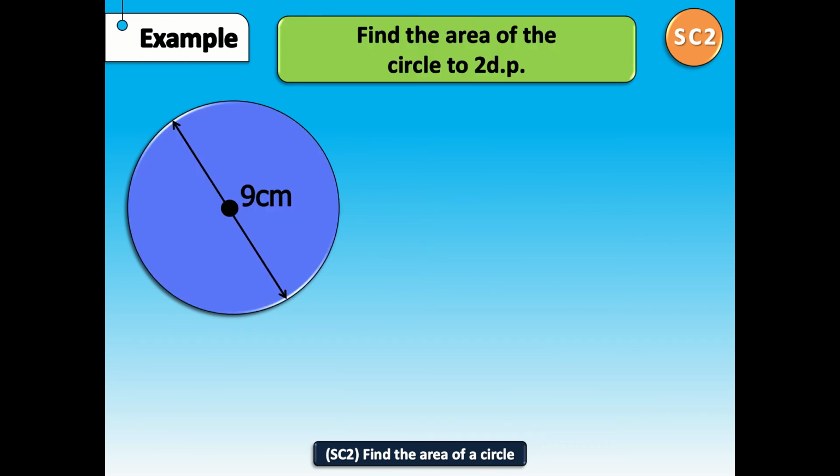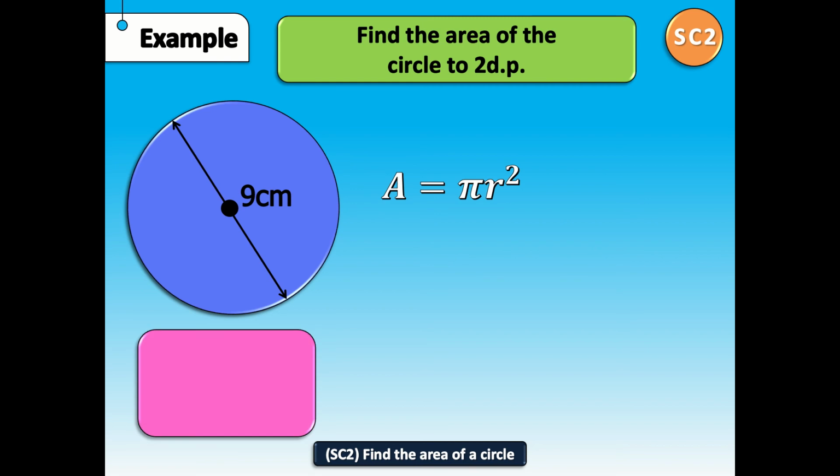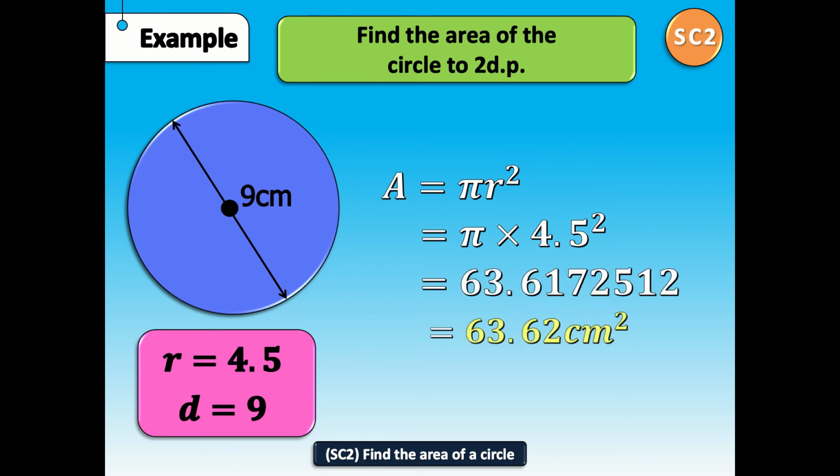Here's another example. So we want to find the area, which is pi times the radius squared. So the diameter of this circle is 9, so the radius must be half that, 4.5. So we do pi times 4.5 squared, which to 2 decimal places is 63.62.